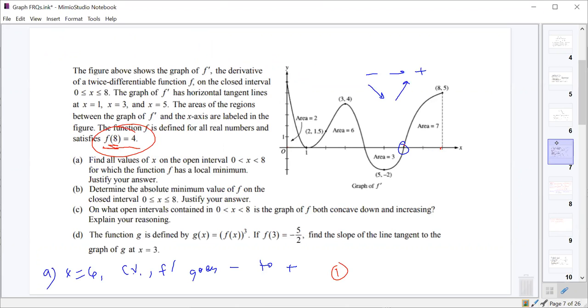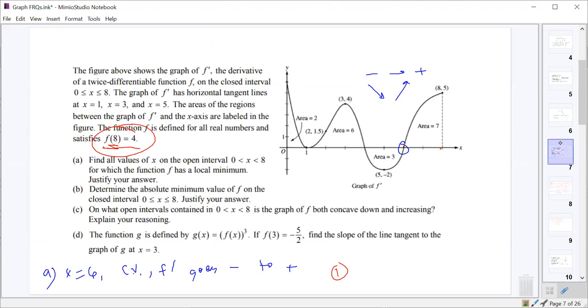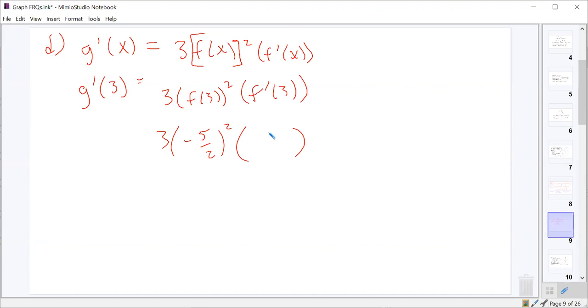And if we look in here, they gave us f of 3 as negative 5/2 already. So we've got 3 times negative 5/2 squared, and then our value of f prime of 3, right there is 4. So times 4. And let's see, what does that come out to be? It looks like that comes out to be a positive 75. 25 times 3, and then the 4 is canceled.